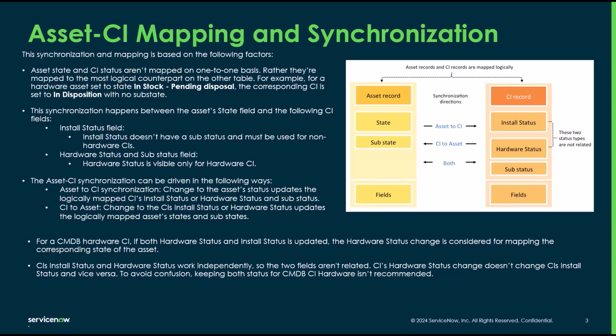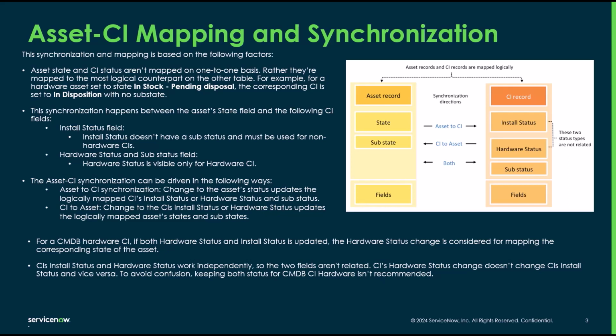So for a CMDB hardware CI, if both the hardware status and the install status are updated, the hardware status change is considered for mapping the corresponding state of the asset. CI's install status and hardware status work independently, so the two fields aren't related. The CI's hardware status change doesn't change the CI's install status and vice versa. So to avoid confusion, keeping both statuses for the CMDB CI hardware isn't recommended.